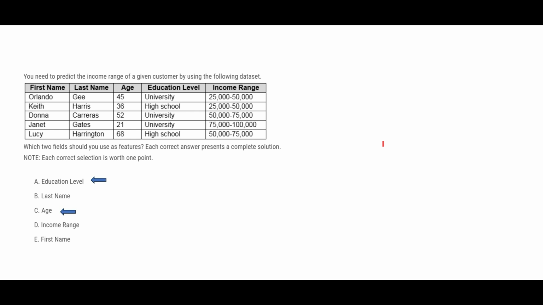Then age. See, age, explicitly or implicitly, means that this person has more experience. The more the age, people will not be sitting idle till the age of 45. Age 45 does not mean they will be idle. No. So age will also be a factor apart from the education level, like university graduates get more, high school people will get less.